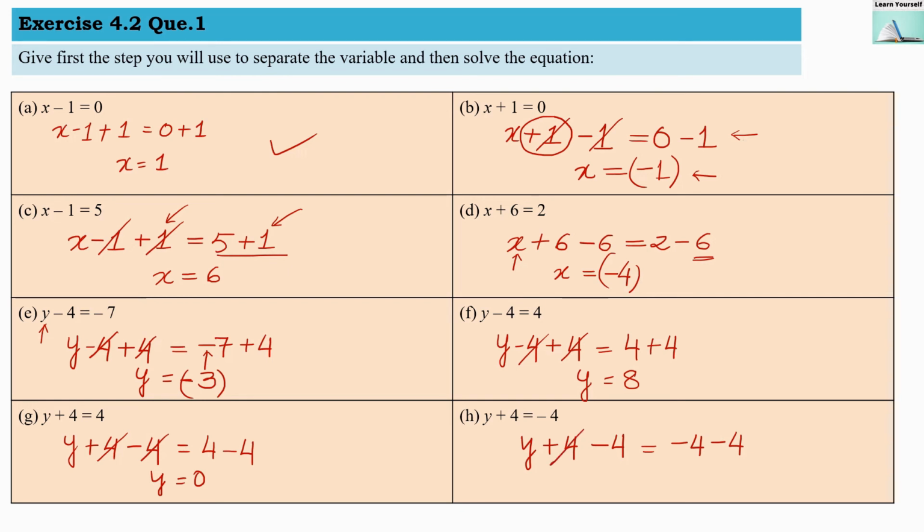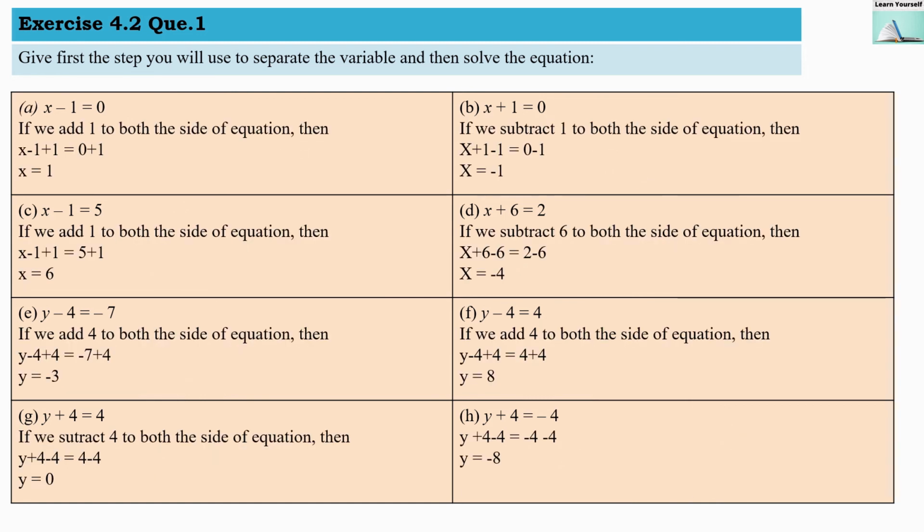Now plus 4 and minus 4, I can cancel out, and here y equals, minus minus will become plus. These two minus signs are there, so we have to add them. So 4 plus 4 will become 8. But both are having a minus sign, so this answer will also have a minus sign. So that is how we have solved this equation.